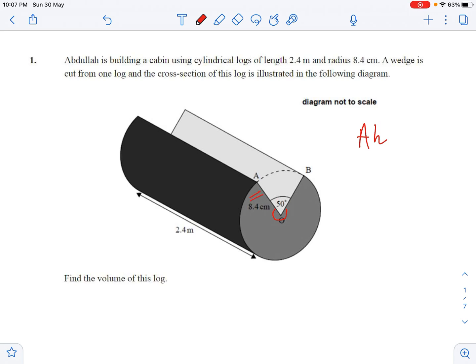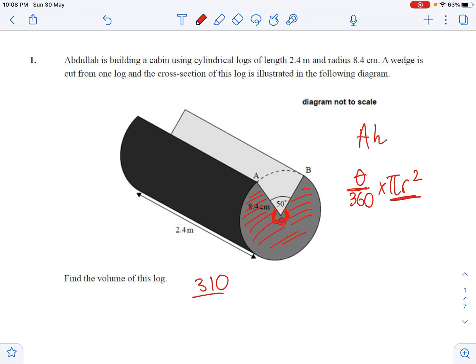So what we need to do is find this sector area, and the angle on this one is going to be 360 minus 50, so we have an angle there of 310 degrees. Now we also need the formula for area of a sector, and that is the angle out of 360 times pi r squared. It's basically just the formula for area of a circle, and then you do the fraction of the circle using the angle.